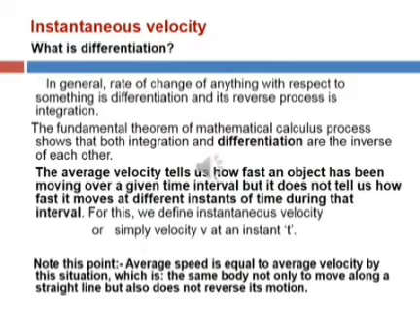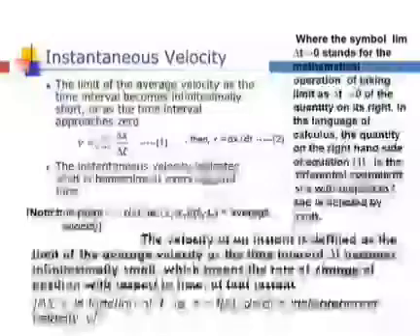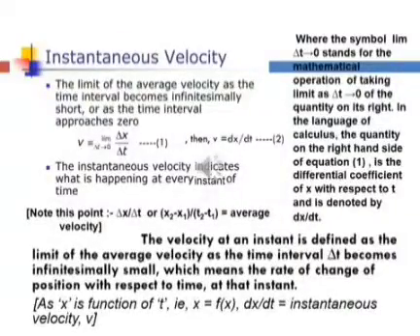You have to notice this point also. Average speed is equal to average velocity in the situation where the same body not only moves along a straight line but also does not reverse its motion. How can we define the instantaneous velocity? It can be defined as the rate of change of position with respect to time at that instant.